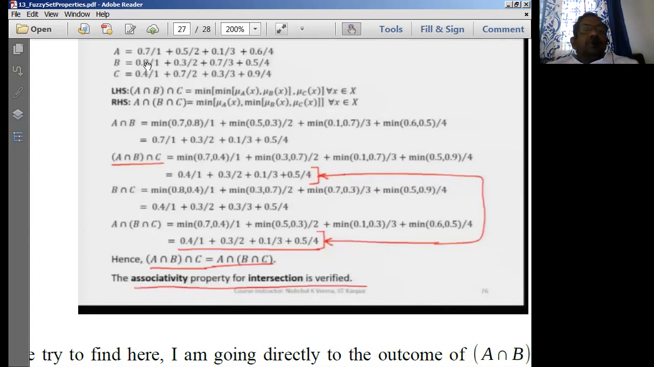A is 0.7, B is 0.8. This A, 0.7, is minimum. Among these two, 0.3 is minimum. This is 0.1, this is 0.5. So 0.7, 0.3, 0.1, 0.5. Intersection with C. So among this A intersection B and C, whichever is the minimum. So 0.4, 0.3, 0.1, 0.5 is the result. Now same result we are going to get for this relationship. So since these two hold good, we simply call the associative property for intersection verified.